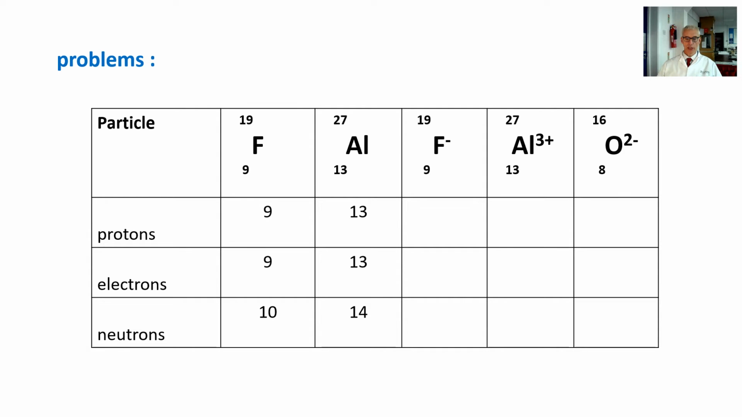Okay, so here are the figures for the atoms. Fluorine, atomic number 9, so therefore 9 protons. The numbers of electrons are the same as the numbers of protons in a neutral atom. The difference between 9 and 19 is the number of neutrons. We add 9 protons and 10 neutrons to make 19. Looking at aluminium, 13 protons, the atomic number is 13, which means we've got 13 electrons, and 13 plus 14 makes 27.